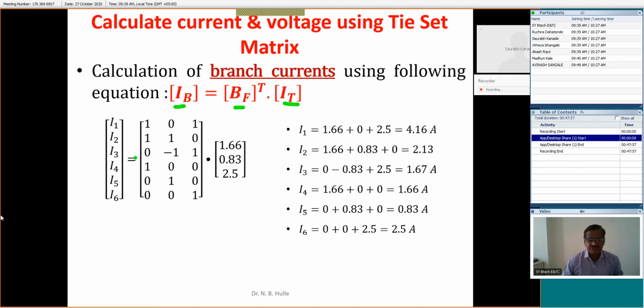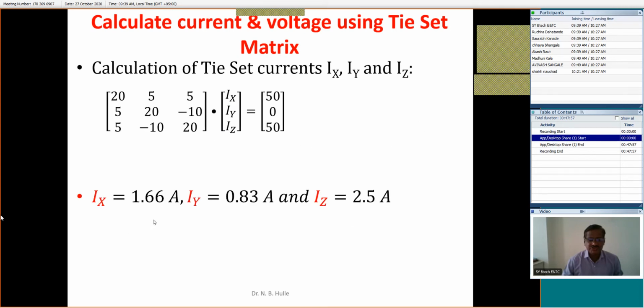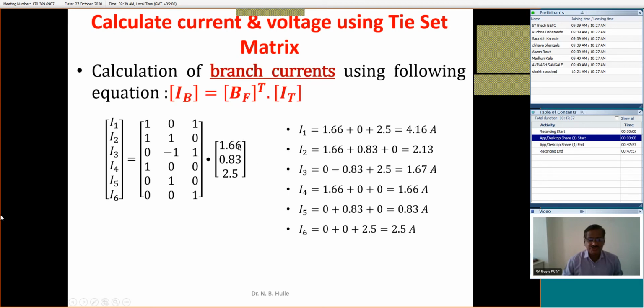This is the transpose of the BF matrix, which is nothing but the fundamental tie set matrix. With this IB, this is BF transpose, which is the transpose of the fundamental tie set matrix, and IT is nothing but the tie set currents or loop currents. These are 1.66, 0.83, and 2.5, which I have copied from the previous figure. Those values. Now look here.